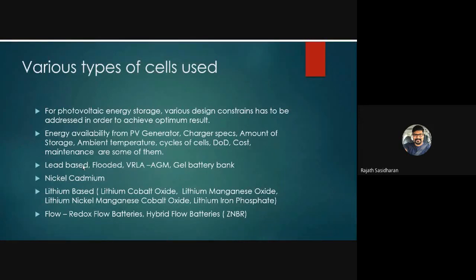And you will find nickel cadmium also for deep discharge or deep cycle batteries. Lithium based, similar to your mobile phones or laptops, are also used. Lithium cobalt oxide, lithium manganese oxide, lithium nickel manganese cobalt oxide, so different kinds of lithium based. And there are also flow batteries, redox flow batteries and hybrid flow batteries. Unfortunately, I haven't worked with these flow batteries as of now, so I don't know much about them. I only know that these are being used in solar systems.